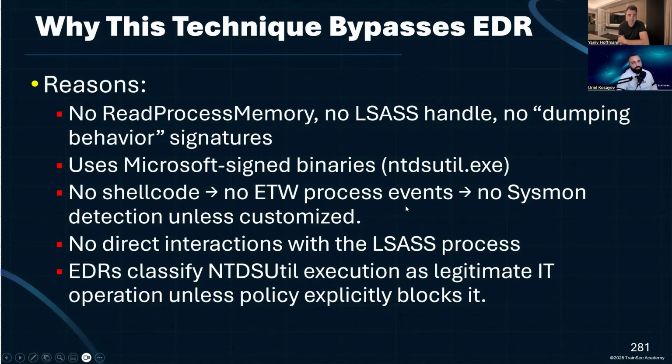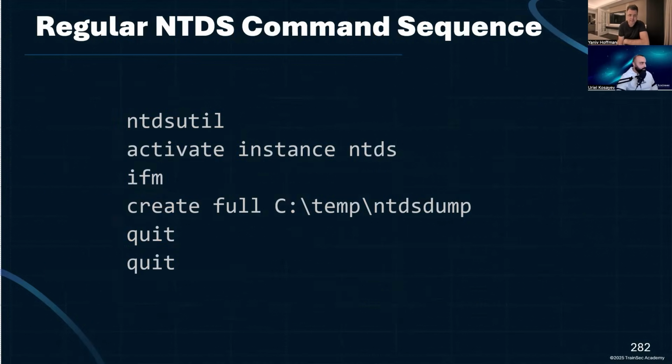Maybe the IT administrator doesn't really need to use ntdsutil.exe, and you use, let's say, another software to do this, so maybe you can block it. This is what a regular ntdsutil command sequence looks like, and this is what EDRs actually detect. An IT administrator will use an automated PowerShell script or a batch script, or will do it manually like this: ntdsutil under CMD or PowerShell, activate instance ntds, ifm, create full.